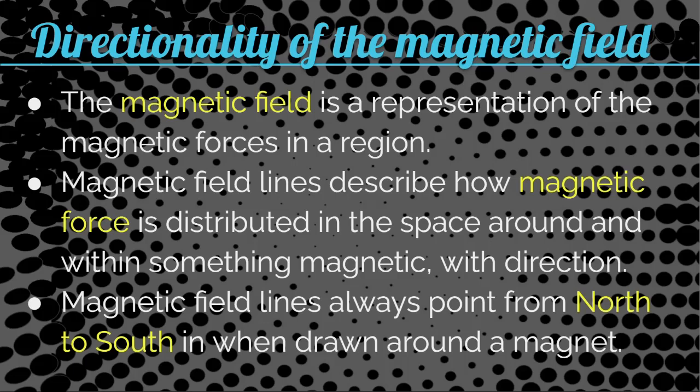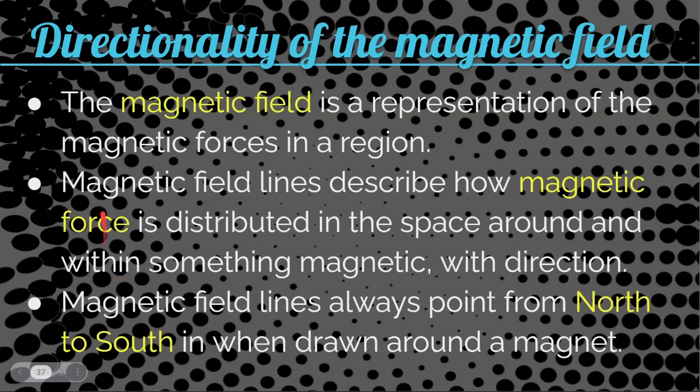So we're going to start with some stuff that's a little bit of a recap of what we were talking about last week: directionality of the magnetic field. We've already discussed this, but your magnetic field is a representation of magnetic forces in a region. Those field lines show you the direction that something would be pushed or pulled based on its magnetic characteristic, whether it's a north pole or a south pole.